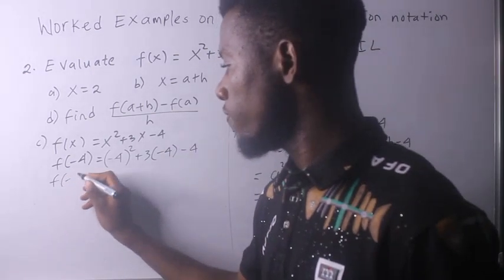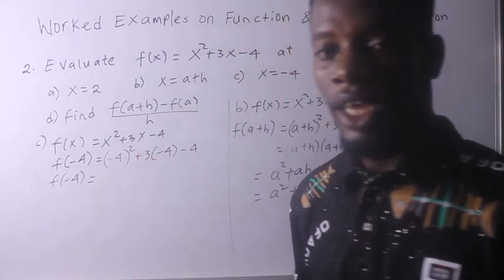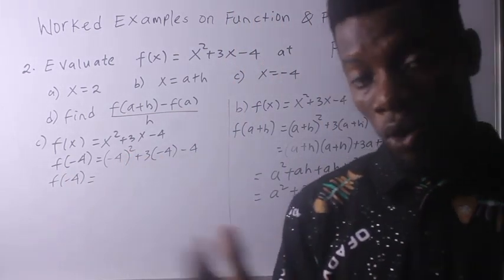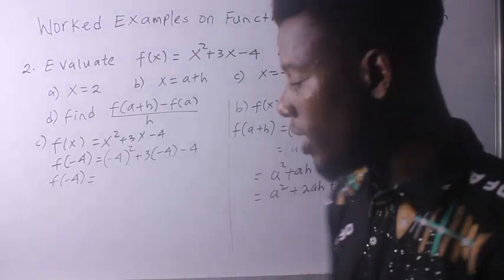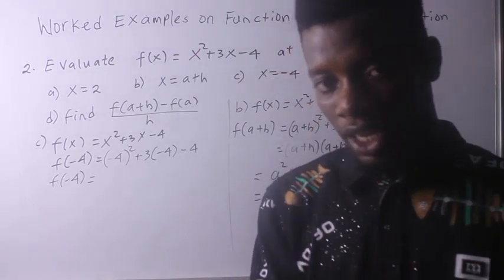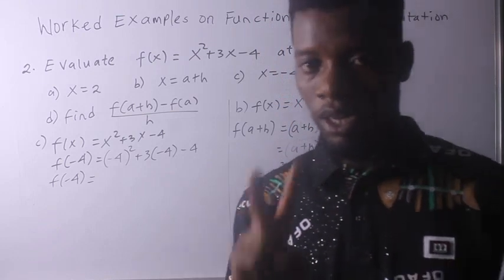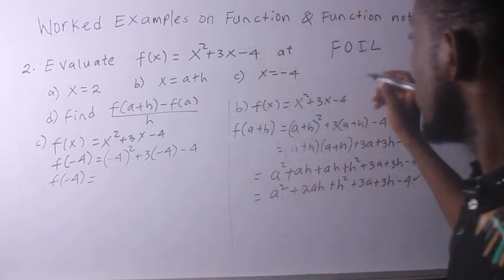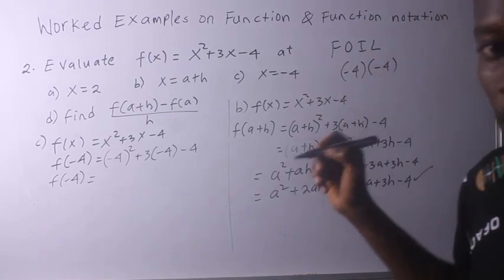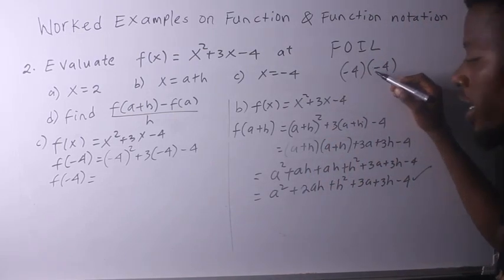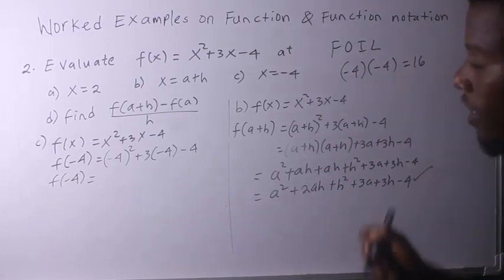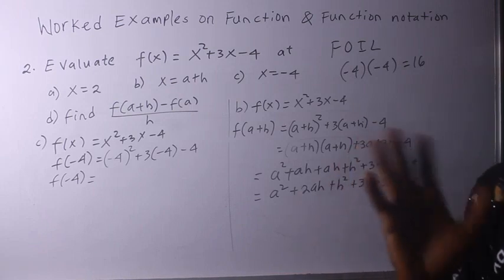And f of negative 4 will be negative 4 squared. This is very important because it confuses a whole lot of students. Now, negative 4 all squared means you are multiplying negative 4 by itself. So that means negative 4 times negative 4. That's what the square means, right? So negative times negative is positive. 4 times 4 is 16. So negative 4 all squared is positive 16.